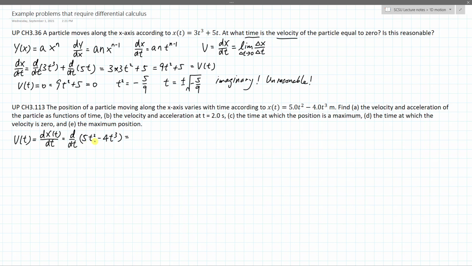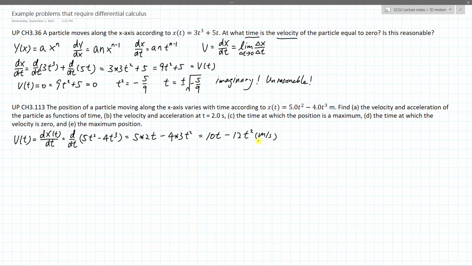So let's just do that in our heads now, because we have done plenty of examples. So we'll just do 5, and the power 2 drops out, and the power decrements to 1, so that's just a t, minus 4, power is 3, then t cubed becomes t squared. So this is 10t minus 12t squared. So that's in meters per second. Since it was stating the unit, it doesn't hurt to have the unit.